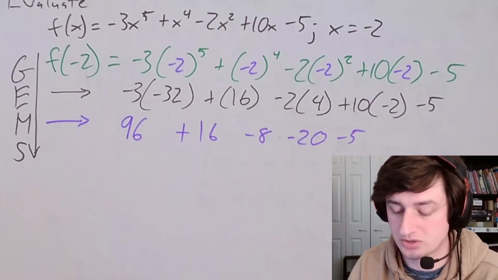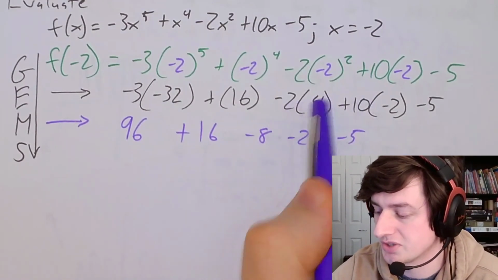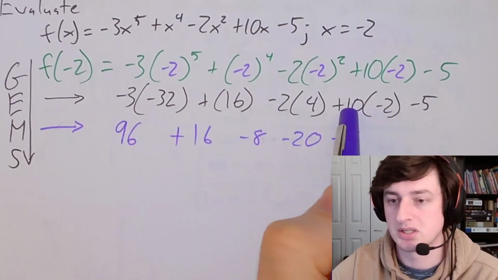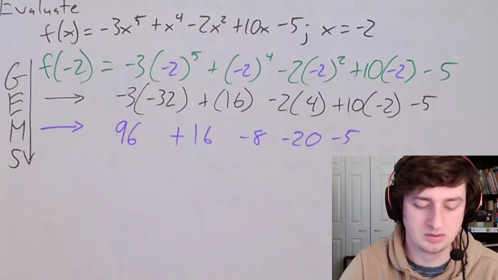So this is the other strategy. So we've multiplied all the numbers out. Some of them are pretty simple, right? 2 times 4 is 8. Make sure you keep the negative. 10 times 2 is 20. Make sure you keep the negative. Got a negative 5 at the end.